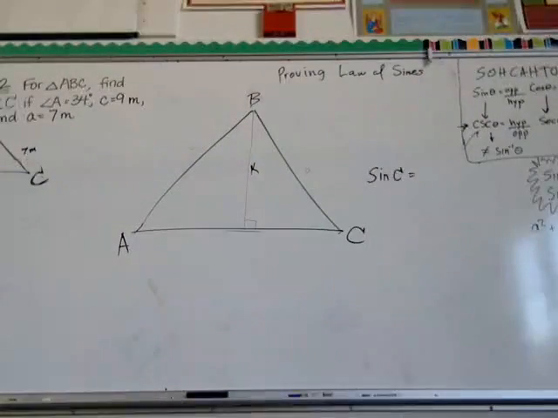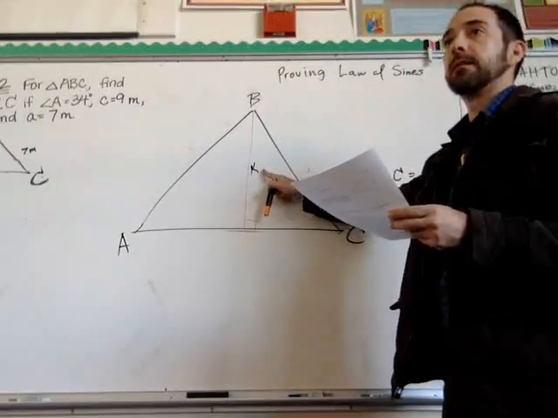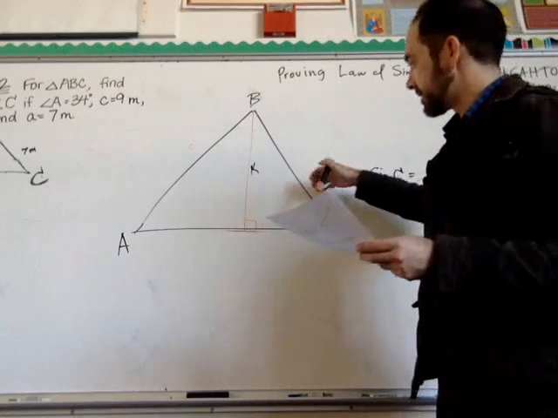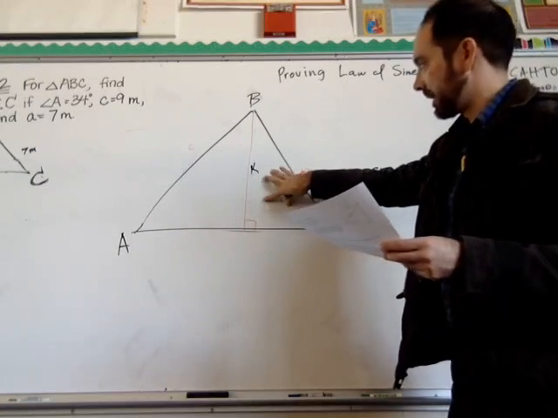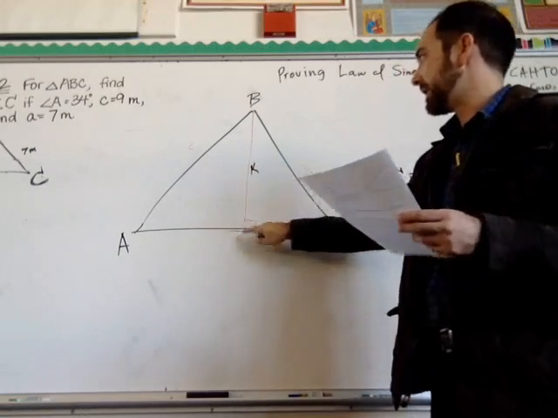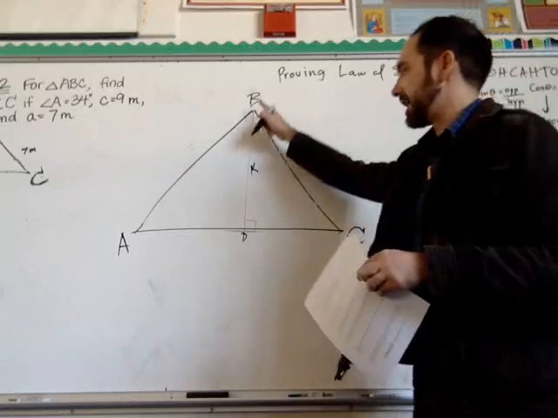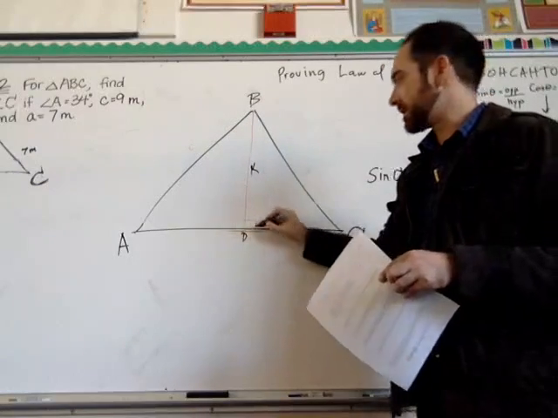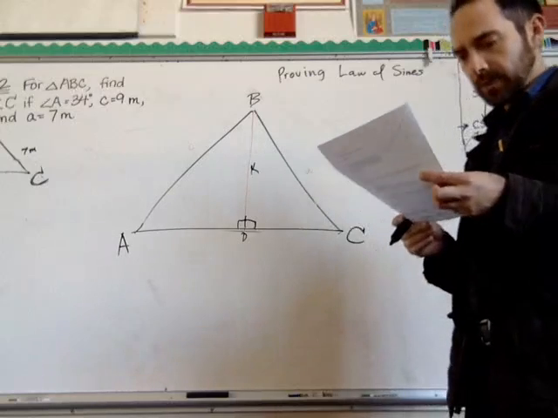Now, looking at the worksheet, it says to sketch an altitude from B. I've already done that, and I labeled that K. So you see here, now we have a triangle on the left and on the right. We don't know what that point is, maybe I'll call that D. So we have BDC and ABD, two different triangles. They're both right triangles, which is helpful.